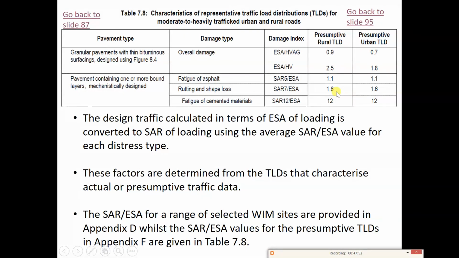Okay, so please be aware when you run the software that the permanent deformation is sometimes called the rutting and shape loss, or the permanent deformation, or sometimes the subgrade distress. It should be 1.6 and not 1.2, which I mistakenly put in as the multiplier for the permanent deformations. Okay.